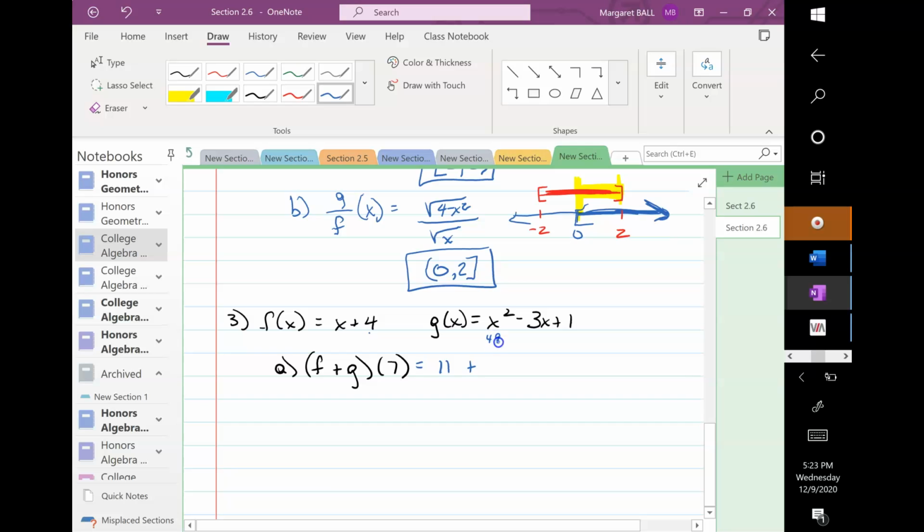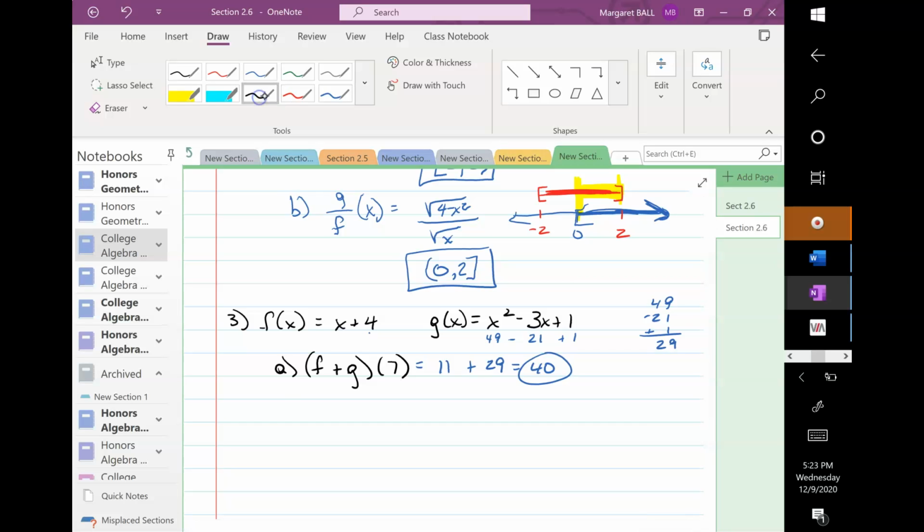7 squared is 49. 3 times 7 is 21, plus 1. 49 minus 21, you're welcome to use a calculator, plus 1. 49 minus 21, okay, that's 28. 28 plus 1 is 29. Okay, now add those together. 29 plus 11, 30, 40. So the answer is 40.